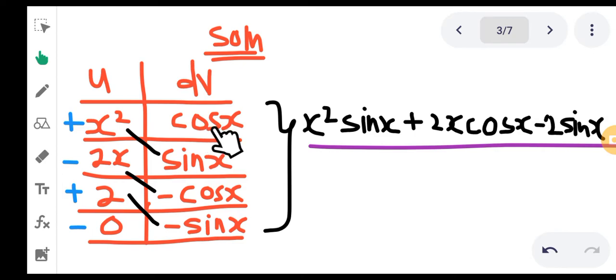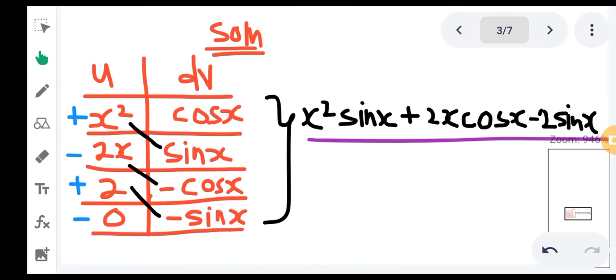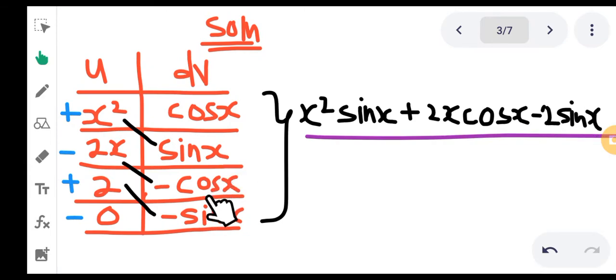So when you integrate cos x, you are going to get sine x. And also when you integrate sine x, you are going to get minus cos x. Okay, so you integrate again, but you know that anytime we integrate cos x, we are getting sine x, but because the negative is here, so the negative will come, negative sine x.